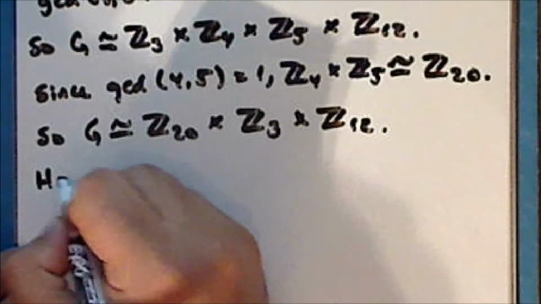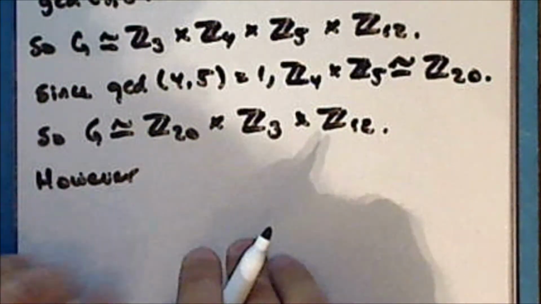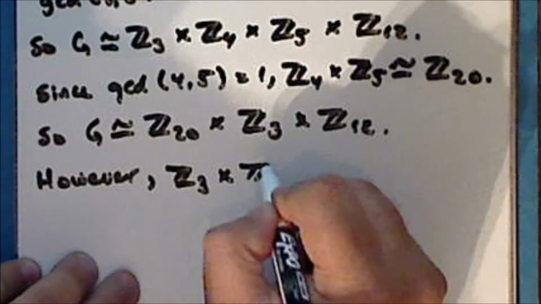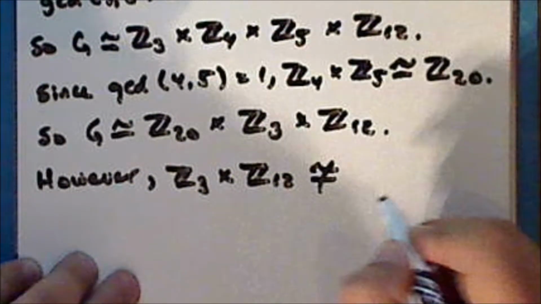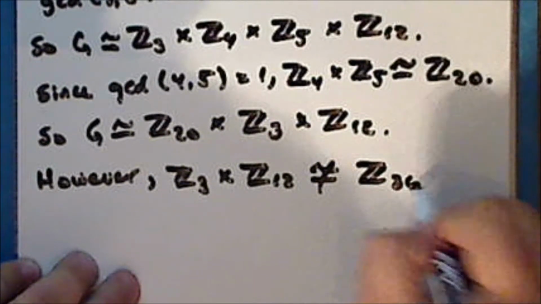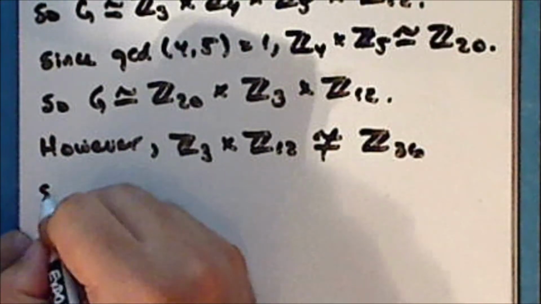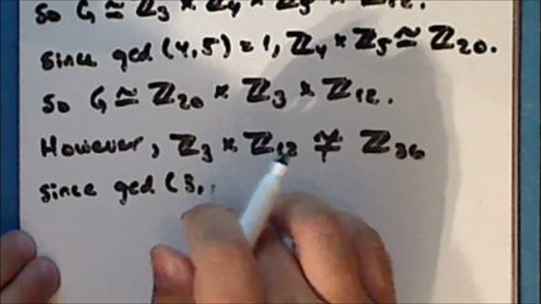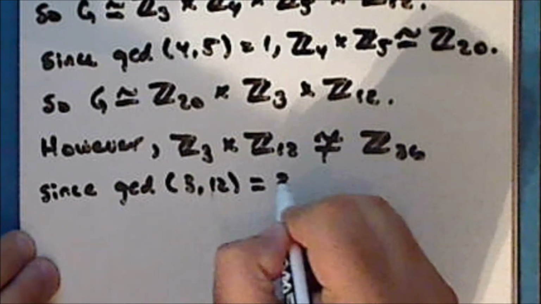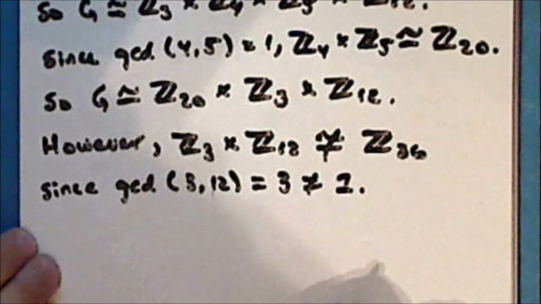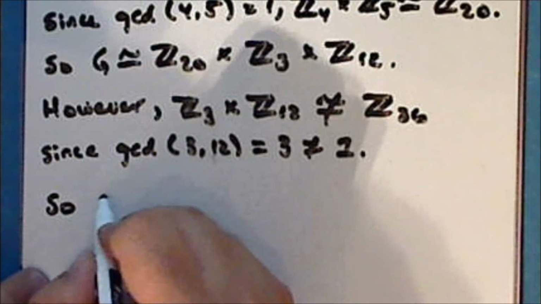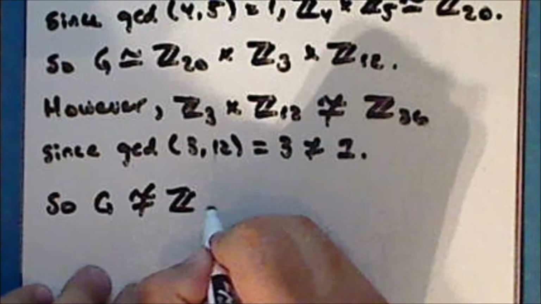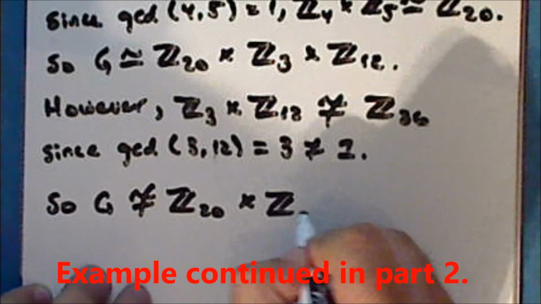However, the direct product of the integers modulo 3 with the integers modulo 12 is not isomorphic to the integers modulo 36, since the greatest common divisor of 3 and 12 is 3, which is not 1. And so the group G is not isomorphic to the direct product of the integers modulo 20 with the integers modulo 36.